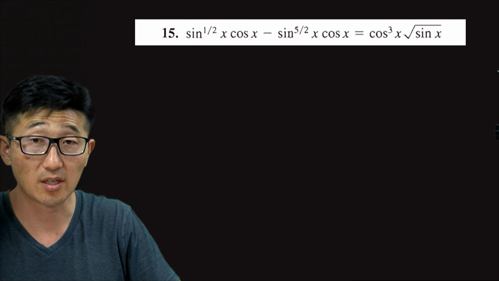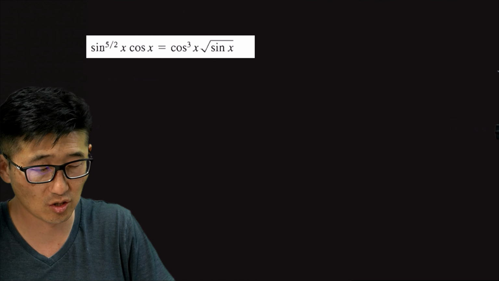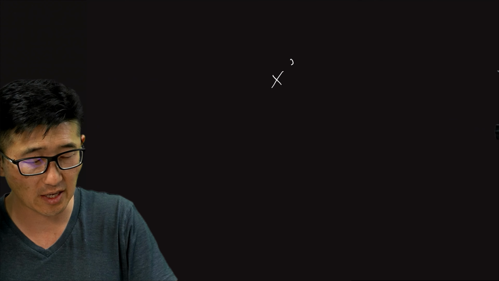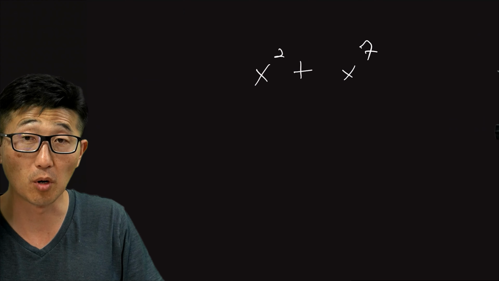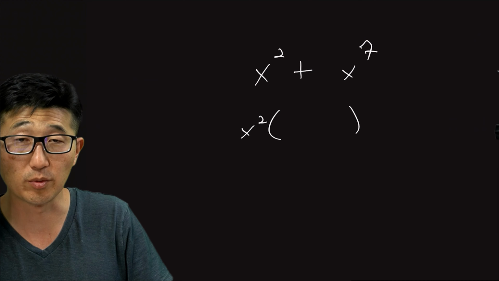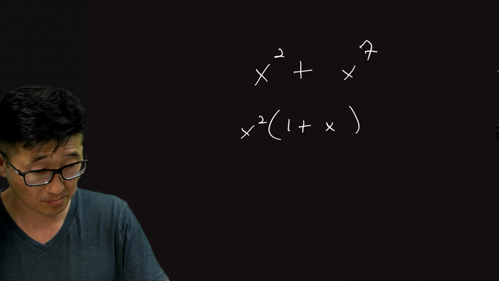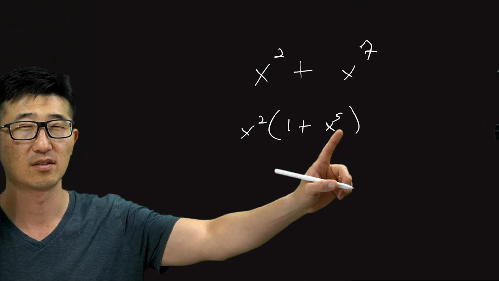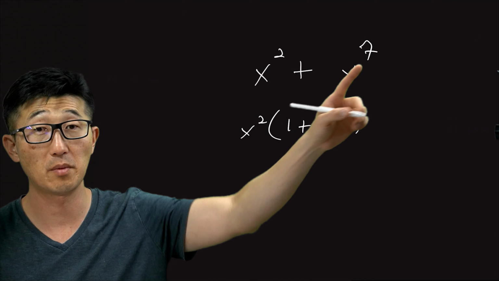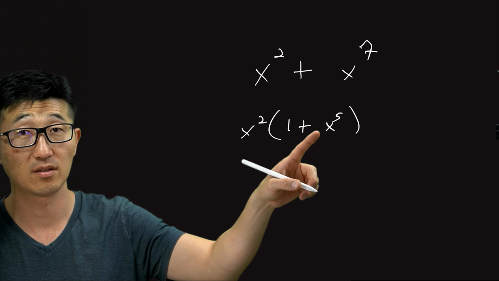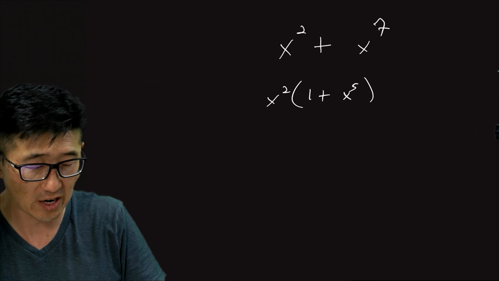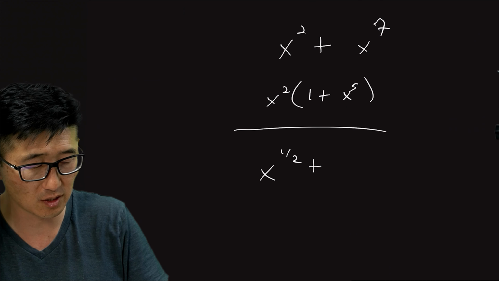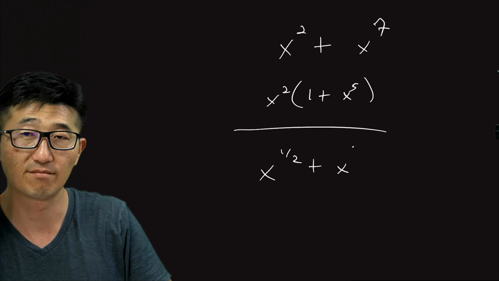Okay, now here, let me give you an illustration. Remember factoring. If you see something like x squared plus x to the 7, what would you factor out? The x squared, the smaller of the two, right? And then this will become 1 plus x to the 5. How'd you get 5? Because 7 minus 2 is 5, or 2 plus 5 has to go back to the 7. Well, what if it's a fraction like this? x to the 1/2 plus x to the 4.